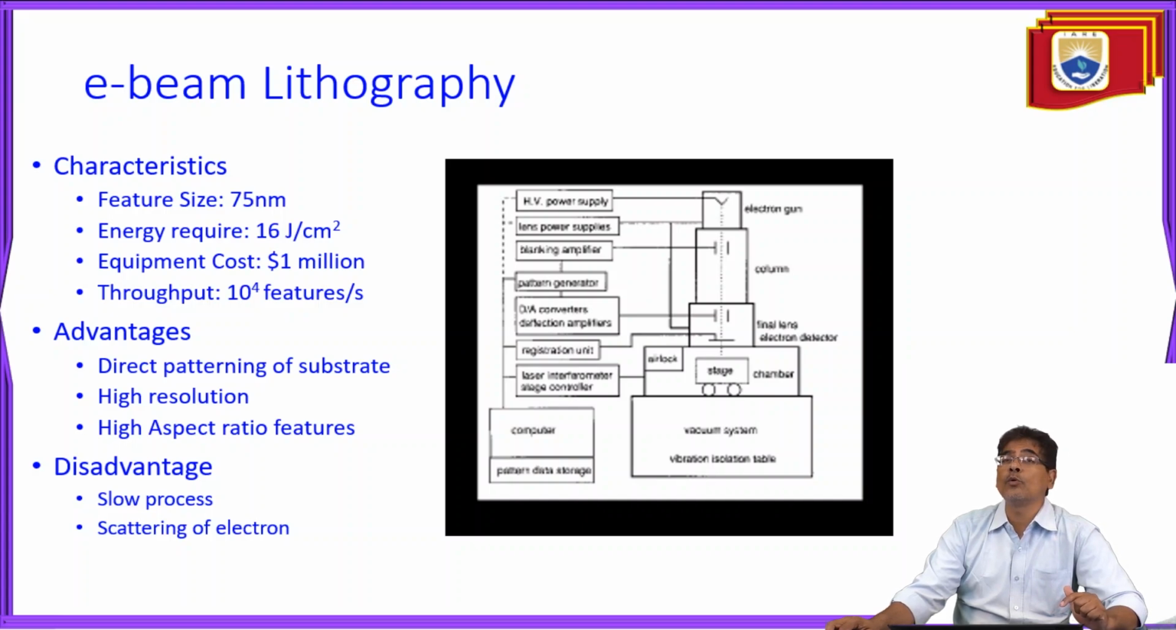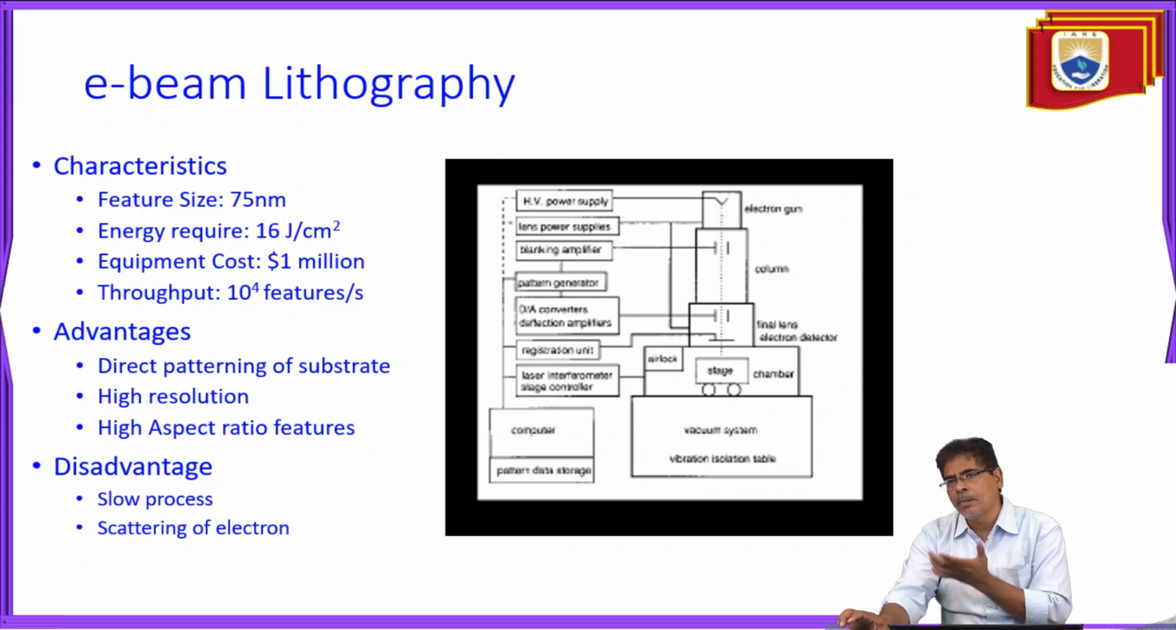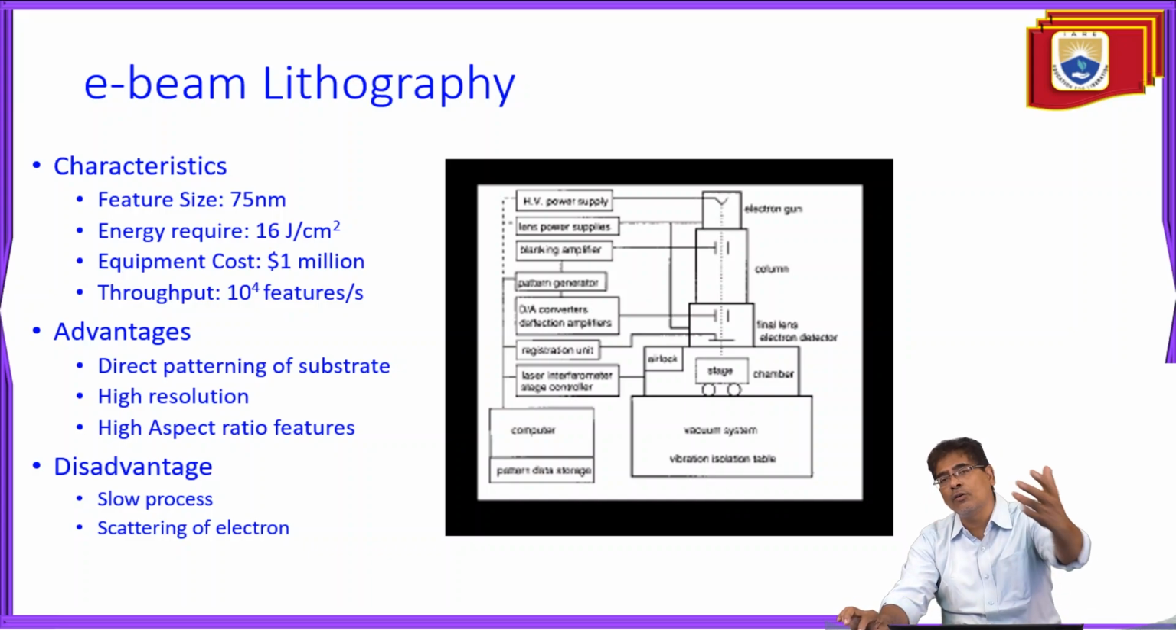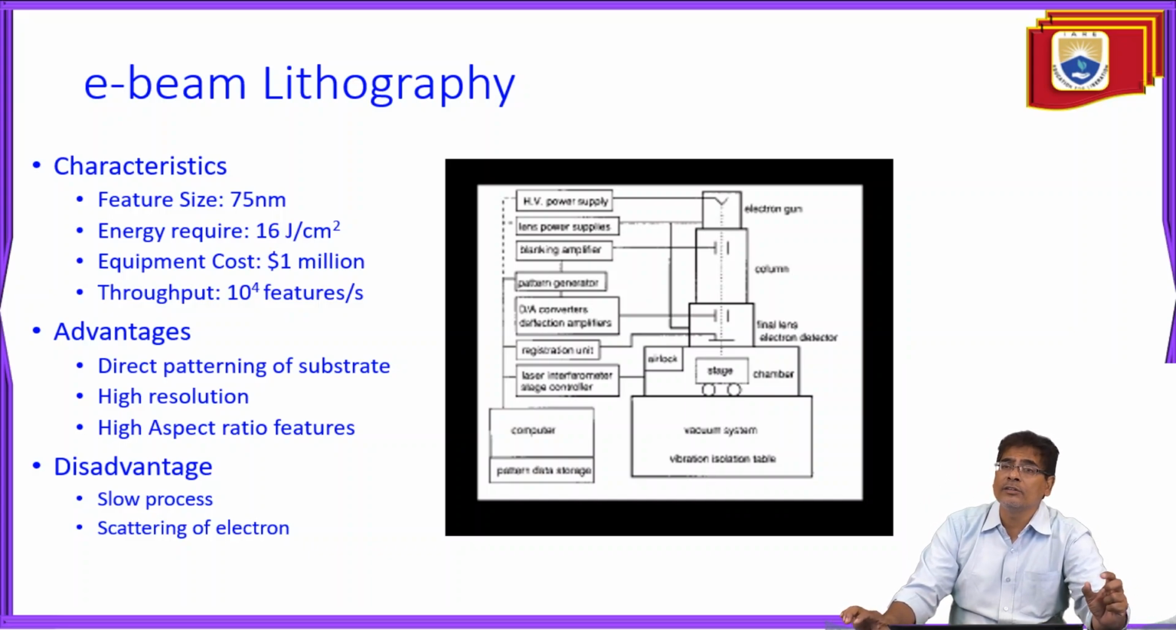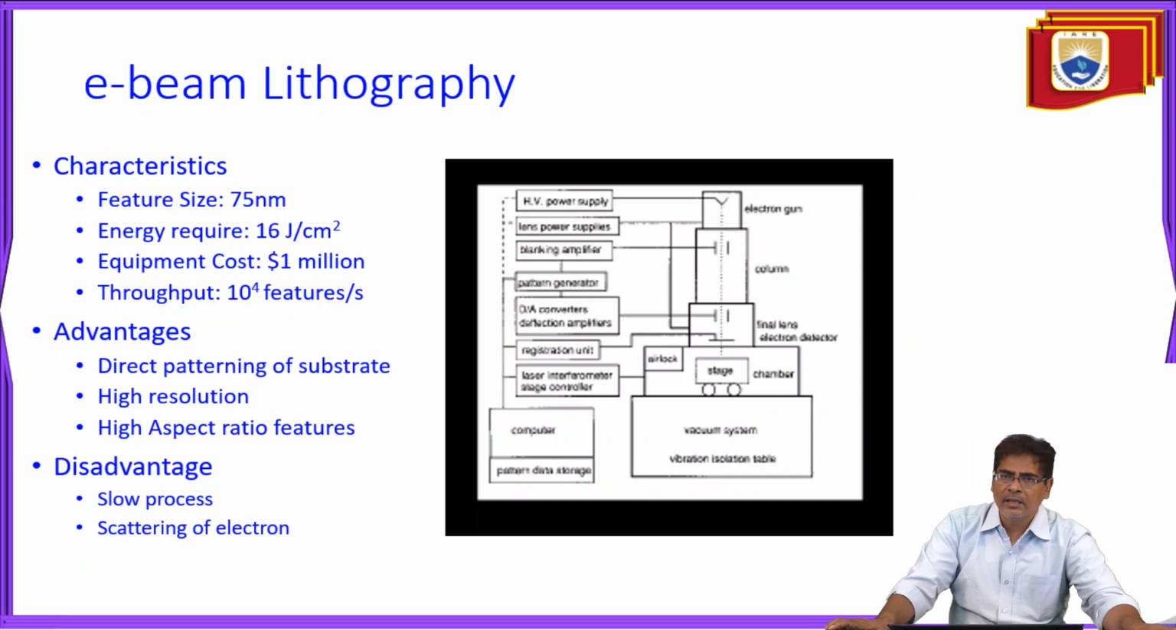The disadvantage is that it is a slow process. It takes around 24 hours to 2 days to write a pattern. If I want to write a nano elliptical pattern of around 225 nanometers on a silicon wafer, it takes around 24 to 48 hours. That long procedure is one of the disadvantages of E-beam lithography. Writing on the device is also more complicated, and the scattering of electrons is another disadvantage.